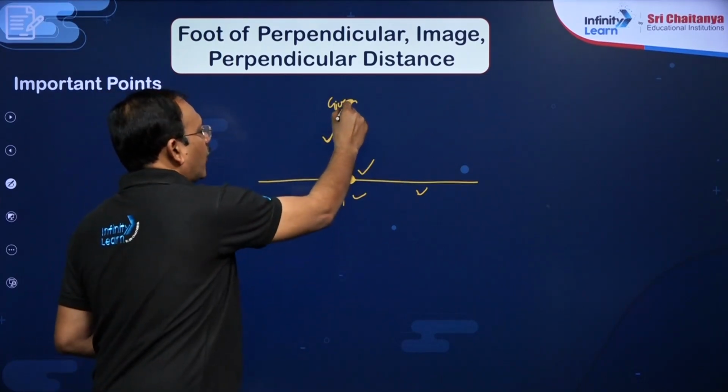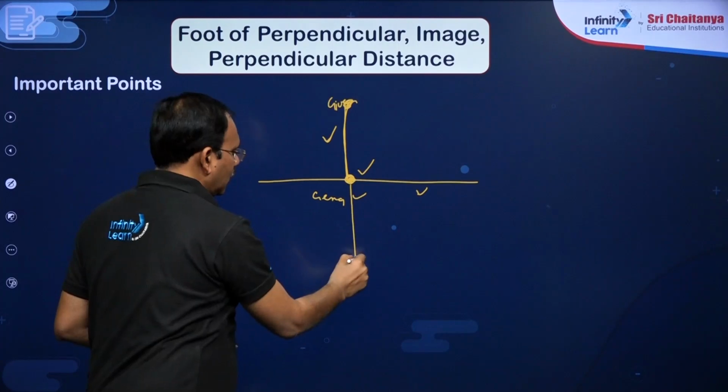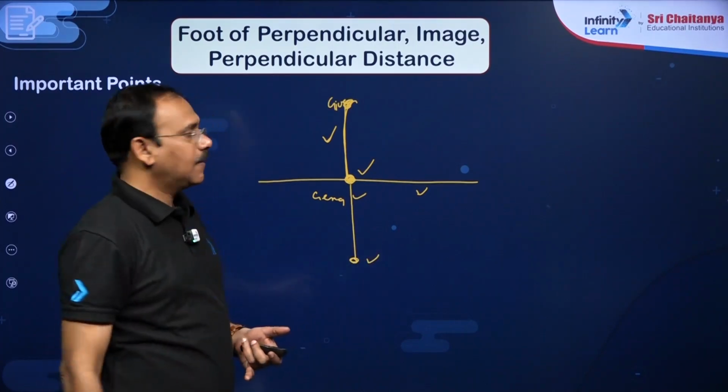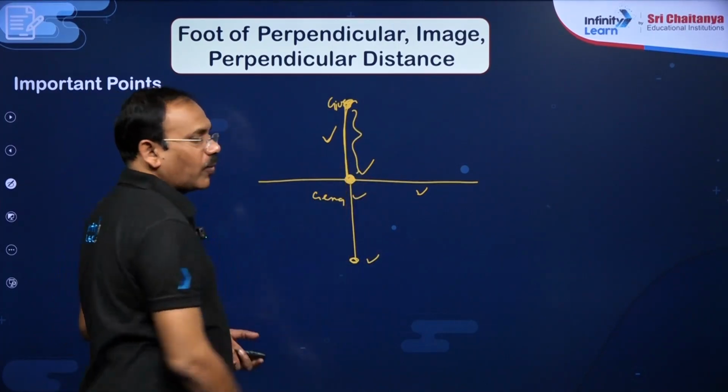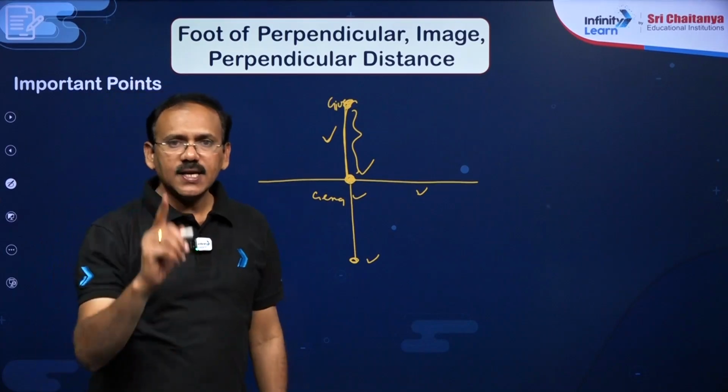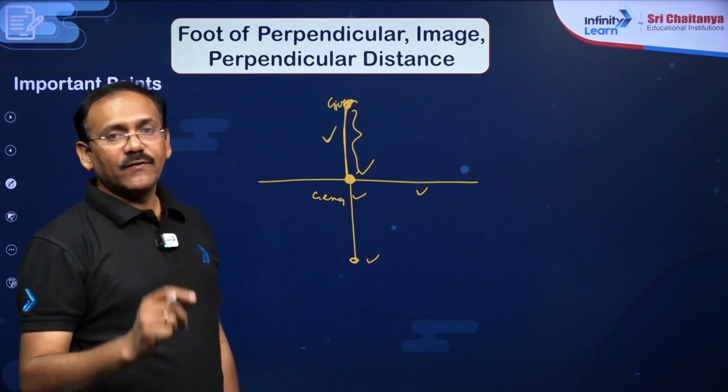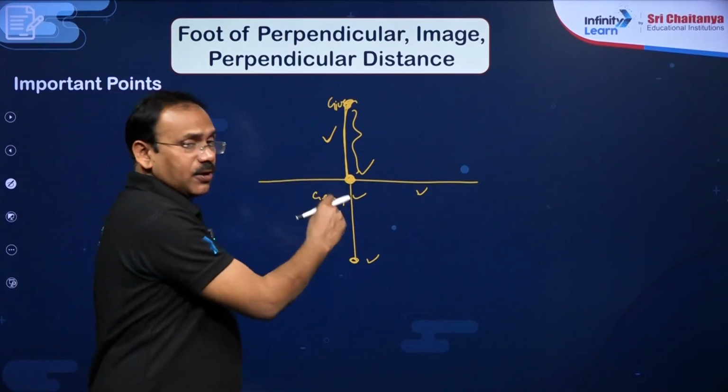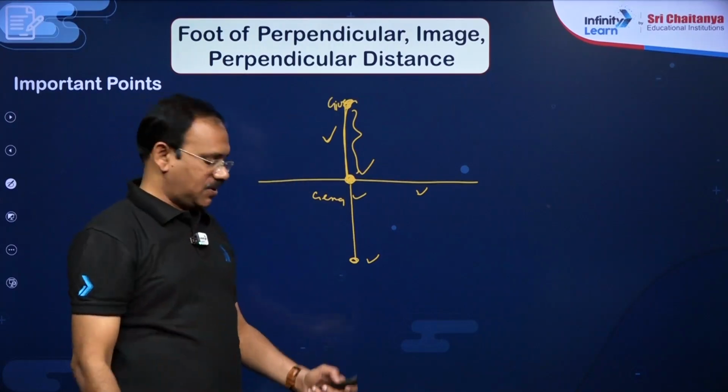So you know 2 points. Treating the foot as the midpoint, you can find the image. And if you find the distance between these 2 points, that is the perpendicular distance. Single procedure, 3 questions. From a point to a line: foot of the perpendicular, image and perpendicular distance.